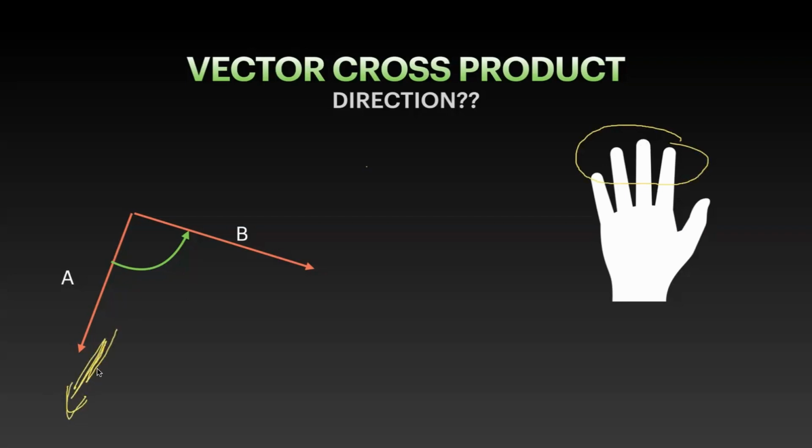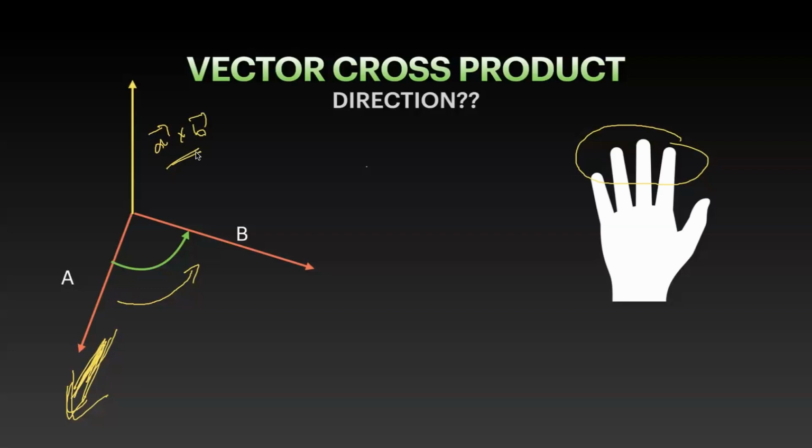Okay. Next, is it done? Do it now. Keep the tip of your fingers facing in this direction. Now, curl four of your fingers in the direction of B. Now, in which direction is your thumb present? Yes, upwards. And this is the direction of A cross B.